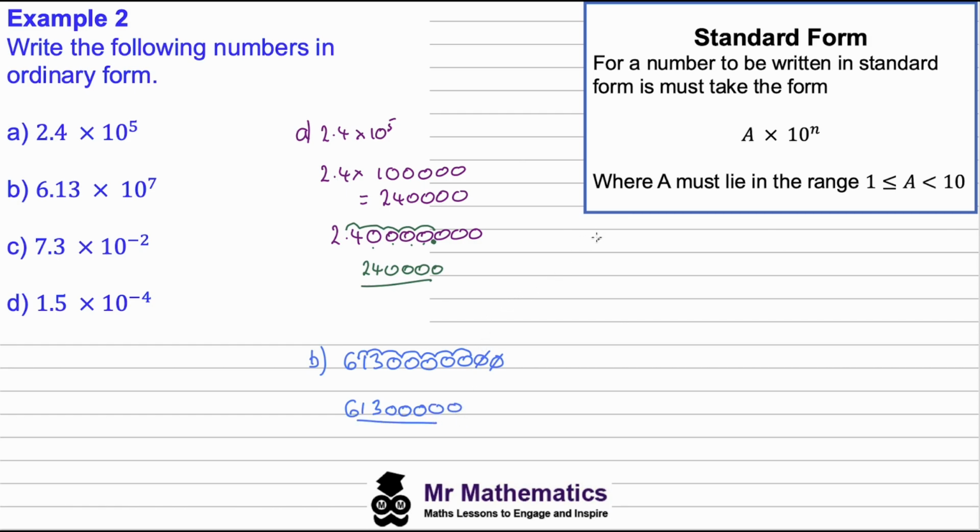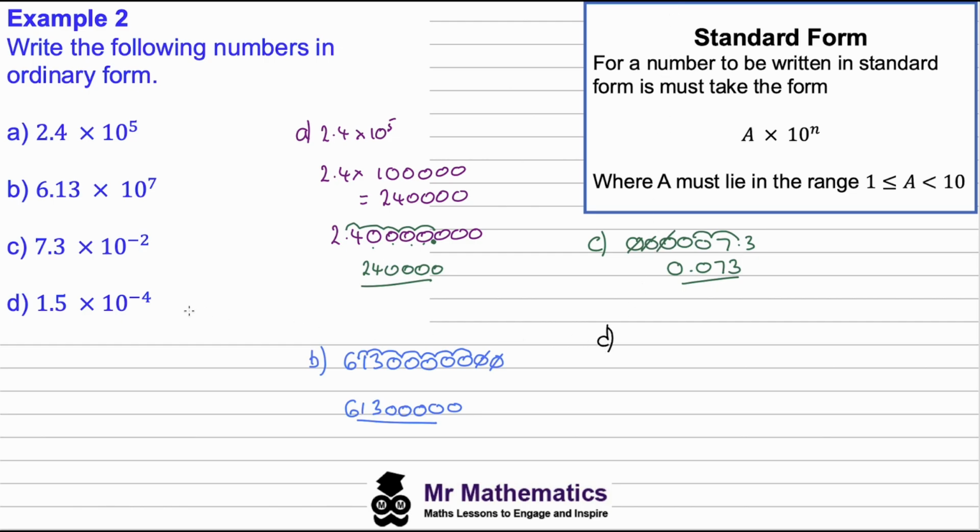Okay, so for question C, because we're looking at a power of -2, we're going to have the zeros before the 7.3. And then we're going to move a decimal place back by 2, 1, and 2. So we don't need these. This will give us 0.073. Okay? And then, do you want to try question D?